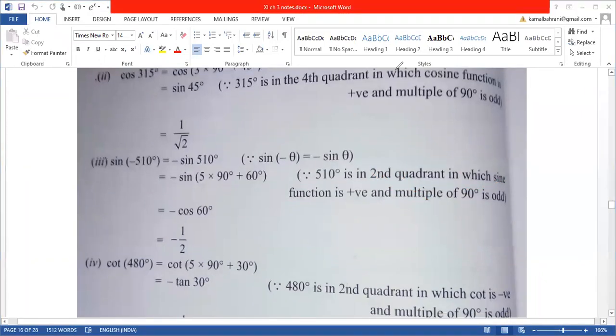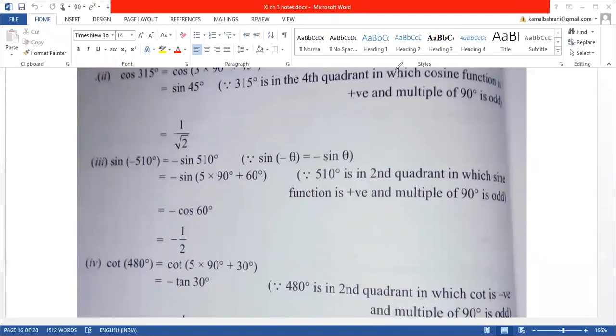Yes, anyone? What is tan 30? Value of tan 30, not minus tan 30, only tan 30. Value of tan 30. No one? Please, if you don't know... It is 1 by root 3.